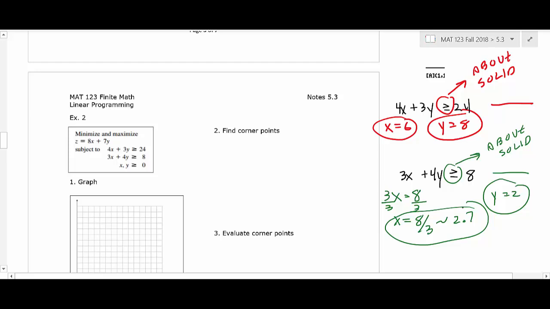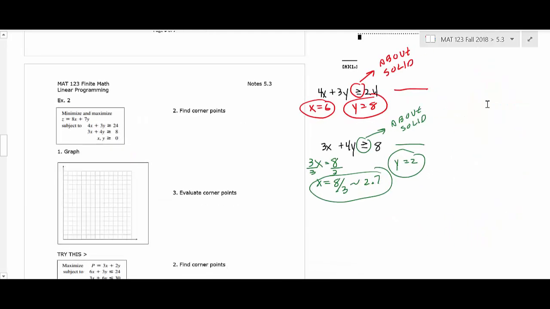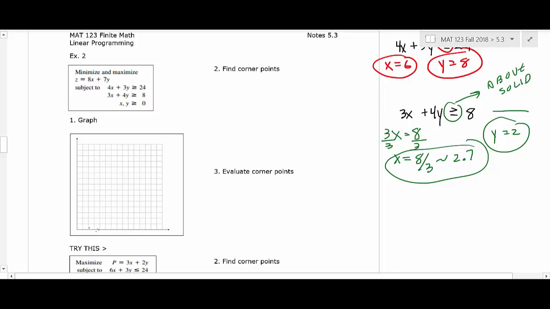All right, so let's get our graph put together and then figure out our corner points. We can take this out to 8, which is the biggest we need. So I'm going to go 1, 2, 3, 4, 5, 6, 7, 8, 9, 10 in both directions. Then I'll put the first one together. The first one had an x-intercept of 6 and a y-intercept of 8. So you connect the dots, and you would be above because it's a greater than problem.